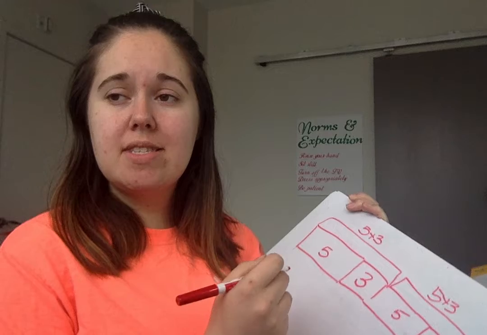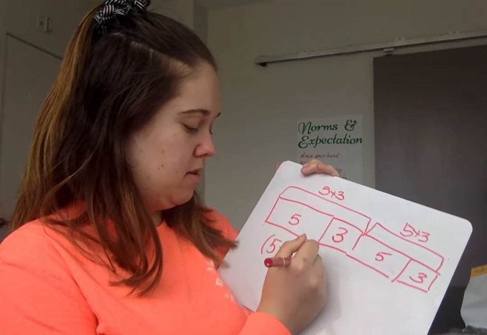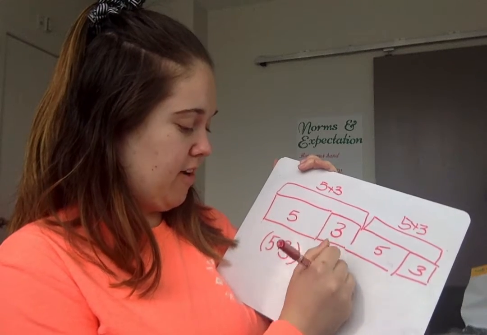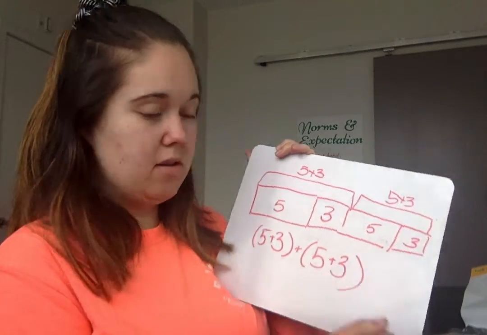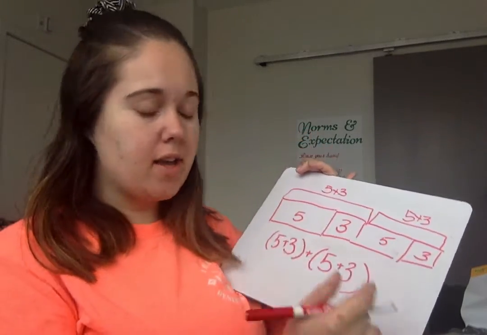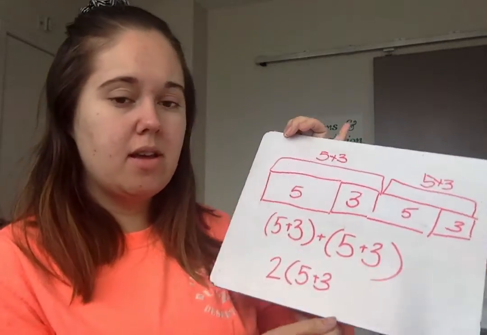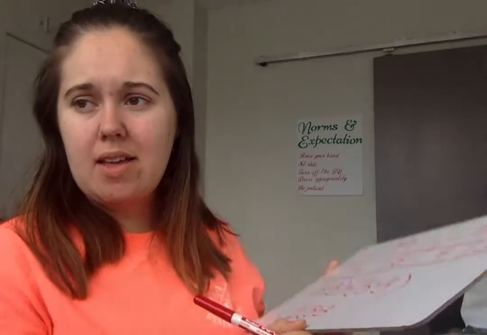So for this, I could write 5 plus 3 plus 5 plus 3. I do need parentheses so that I add just those parts at first. Or I could say 2 times (5 plus 3). Both of these ways would be acceptable ways to represent this model. So is the model in part A equivalent to the model in part B? Yes, because they both have 2 5s and they both have 2 3s.